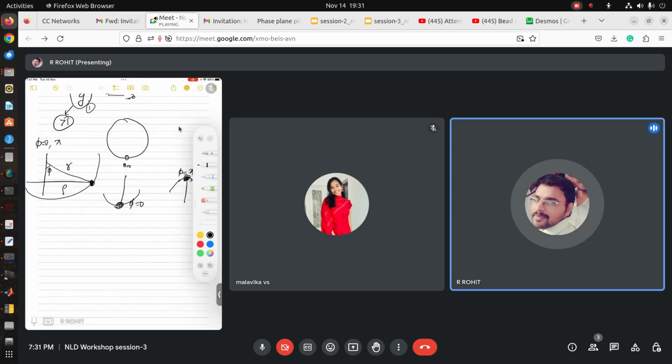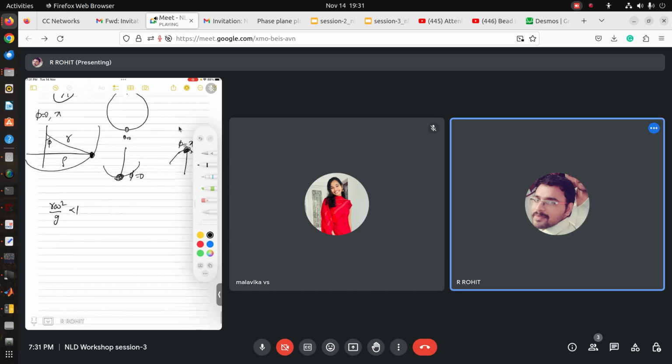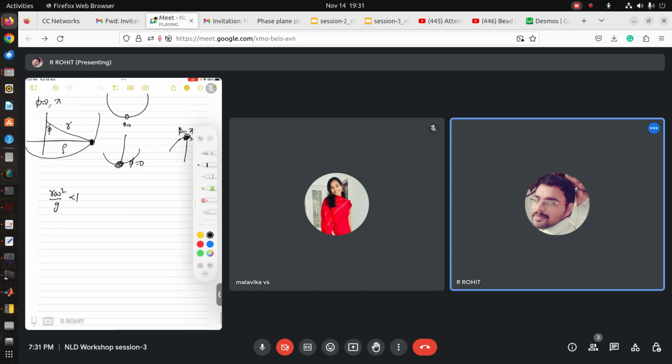Now when you have these two things, you can see that when your value r omega square by g is less than 1, you have the bead and you have two fixed points for it, at phi equal to 0 and phi equal to pi.